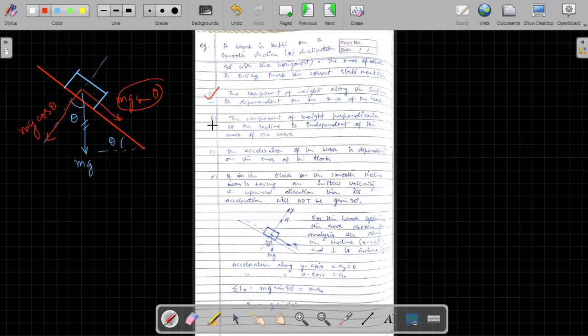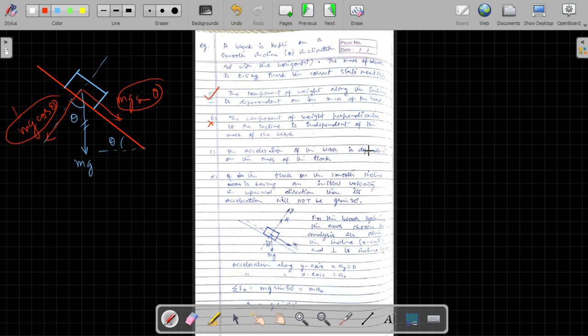Second point: the component of weight perpendicular to the incline is independent of the mass of the block. The component of the gravitational force along this common normal line, or perpendicular to the incline, is mg cos theta, so we are clearly seeing that it is dependent on the mass of the block. So this option would be incorrect.